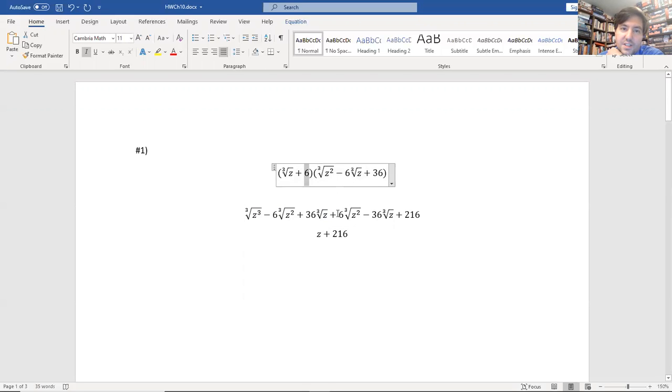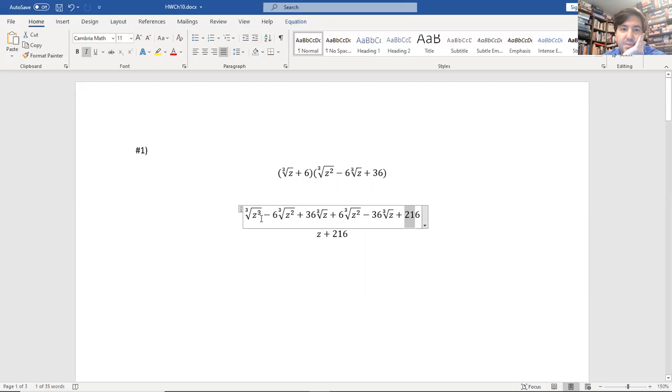Now we're going to move to the 6 that's in the back. We're going to distribute the 6 with all 3 of these terms. So 6 times a cube root of z squared is just 6 cube root z squared. 6 times -6 is -36, and then there's going to be just this lone cube root of z just there by itself. And last but not least, you're going to have 6 times 36, which is the number 216.